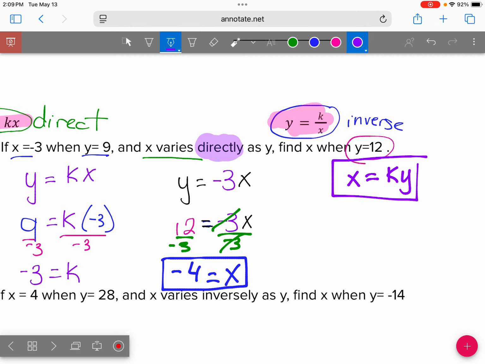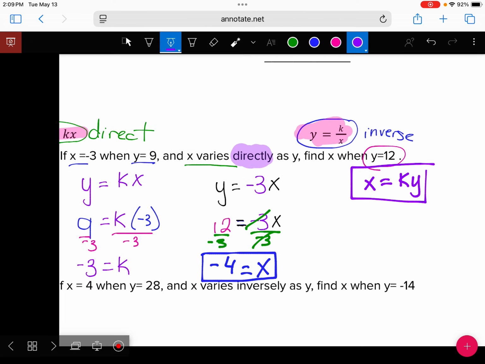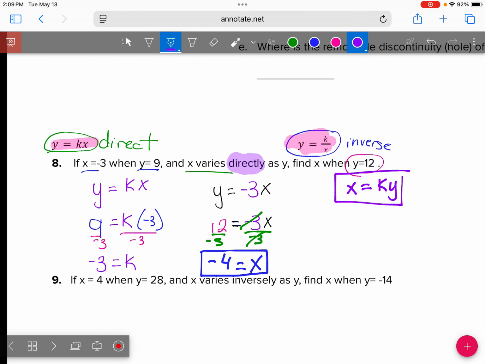They're inverse relationships, so they work the same way. They're very, very similar. So you're going to work with the formulas we have. Our direct is directly across. Our inverse is the one that has the fraction. And we can go from there.